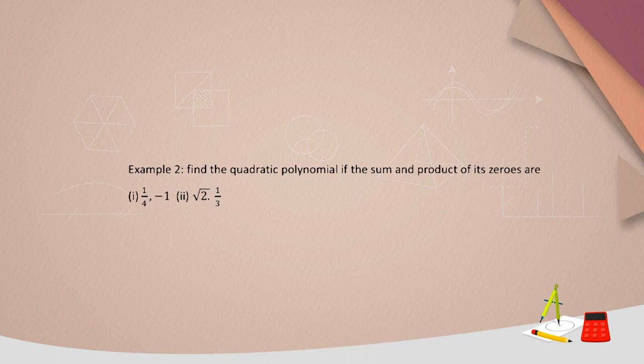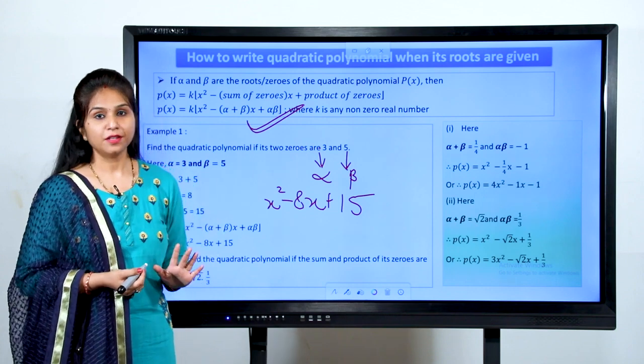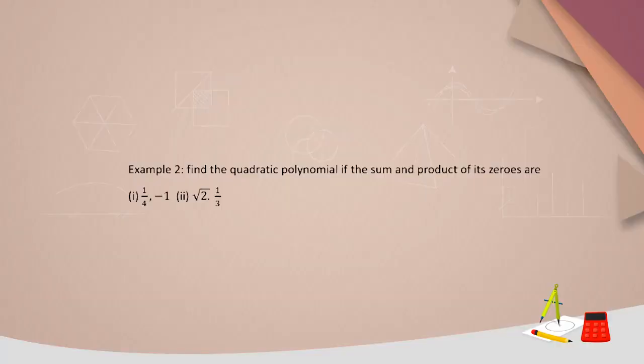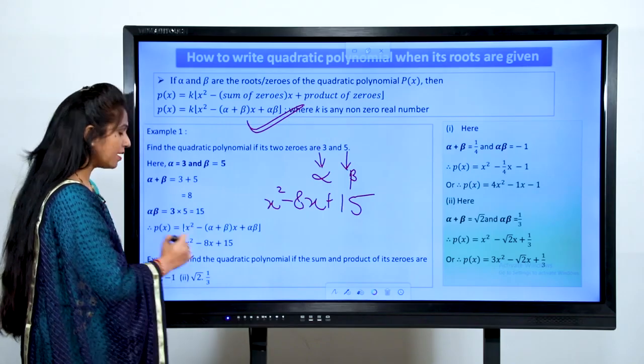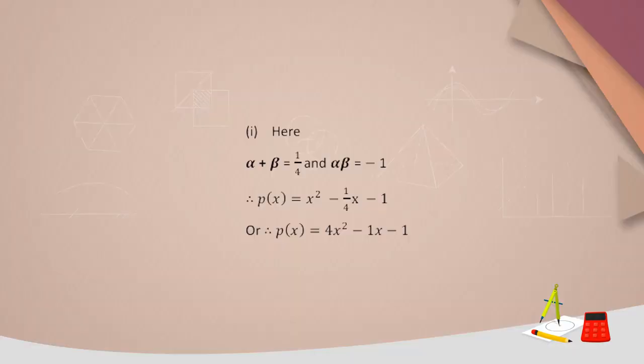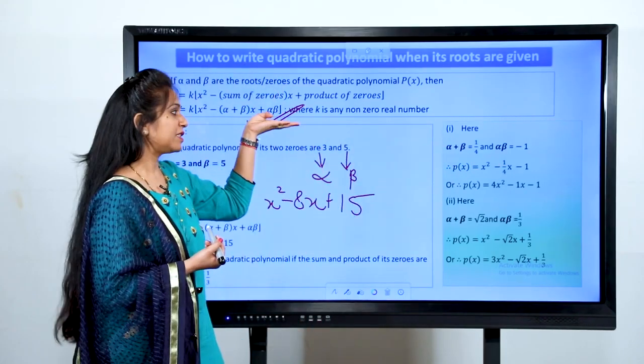Example number 2, you need to find the quadratic polynomial when the sum and the product of the zeros are given. You need to be very careful. Here in this example the sum and the product are already given to you, the first number is the sum and the second number is the product. So the value of alpha plus beta is 1 by 4 and alpha into beta is minus 1. So directly you need to put this value of the sum and the product in the given expression.